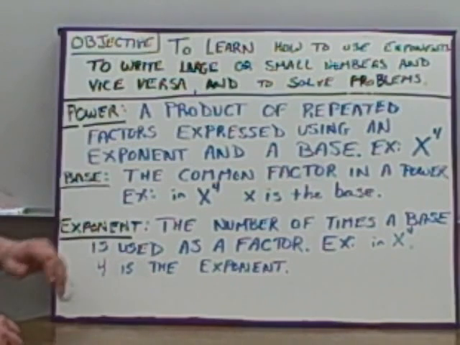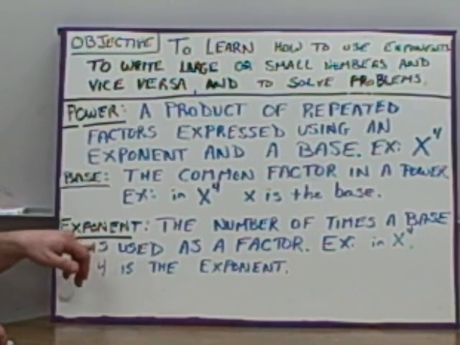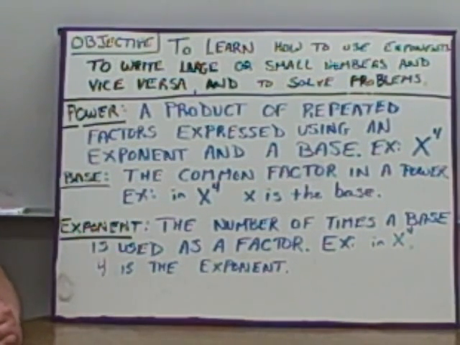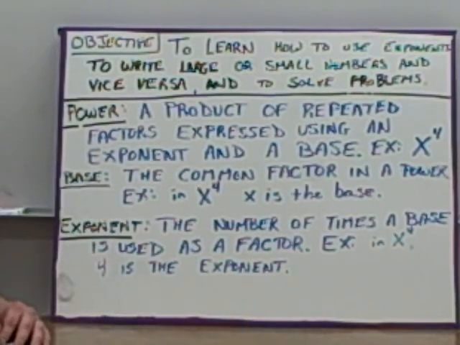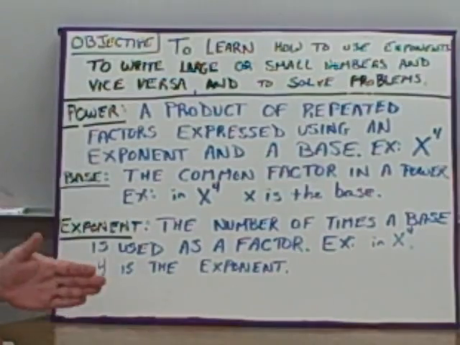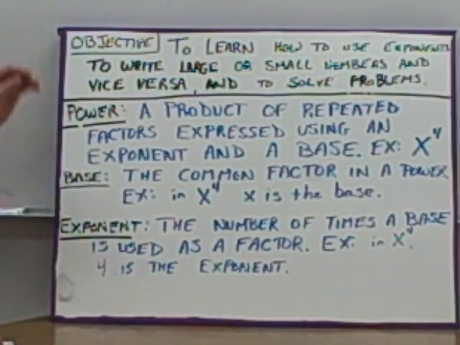The exponent is the number of times a base is used as a factor. In the example x to the fourth, 4 is the exponent, and that would be x times x times x times x. X times itself 4 times.